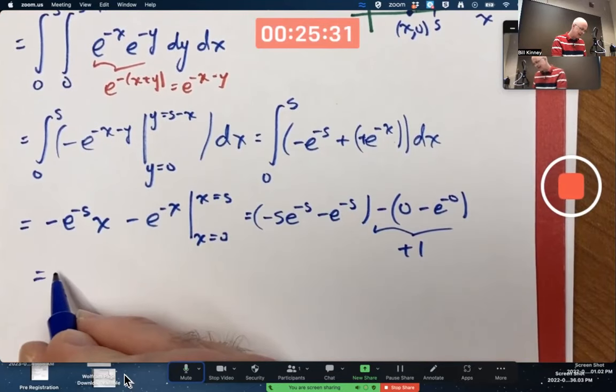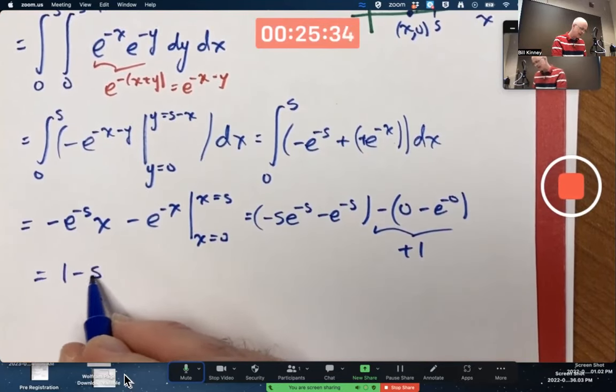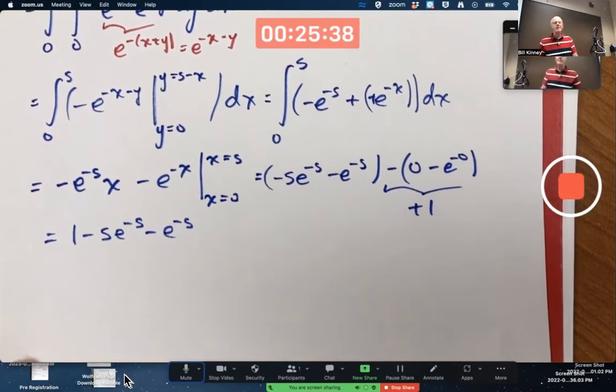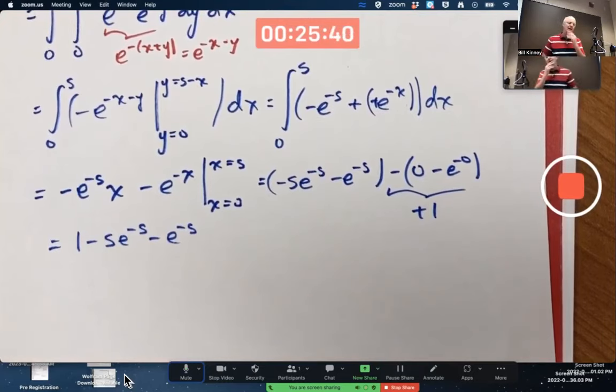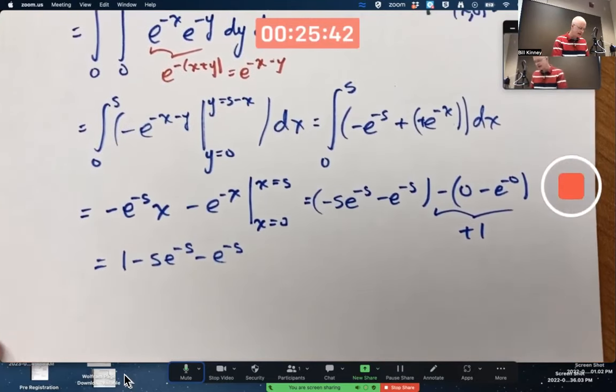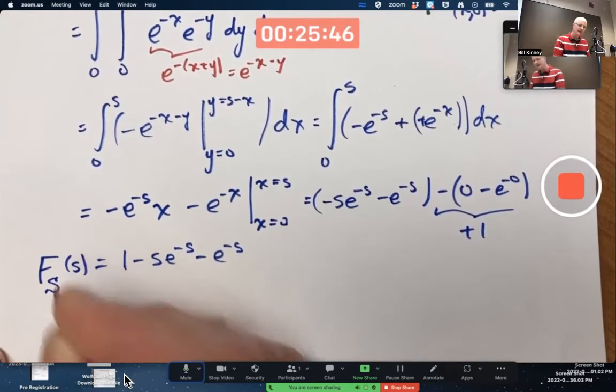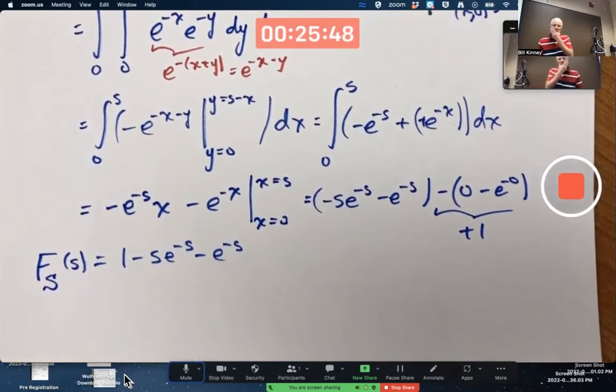Looks like the CDF of the sum is this. Never seen a CDF like that before. I've not made a mistake. This is capital F sub capital S of s. Not done. That's the CDF, but we're more interested, typically, for the purposes of finding means and variances, in the PDF.